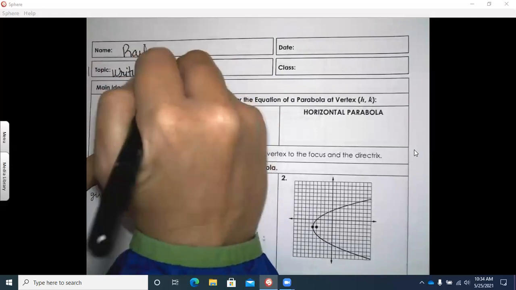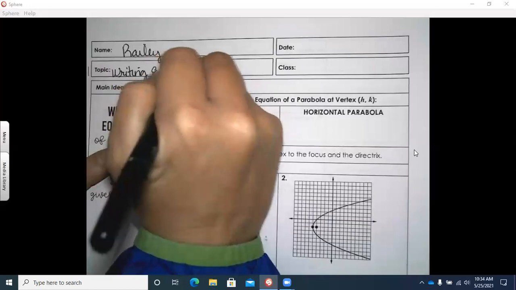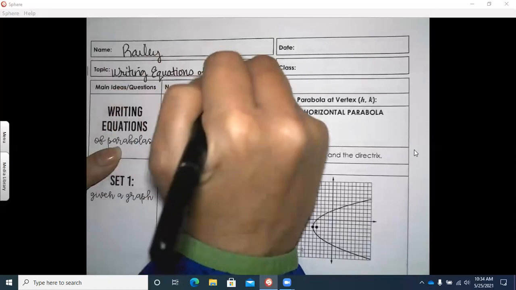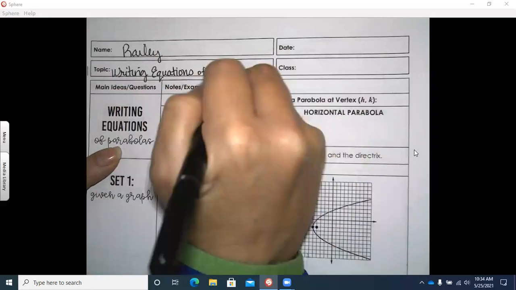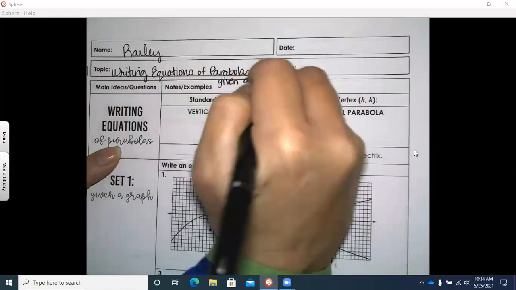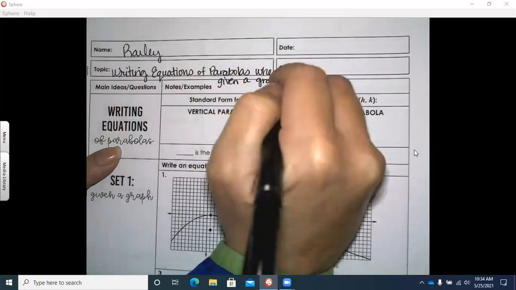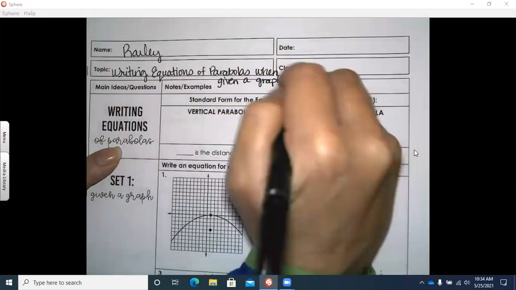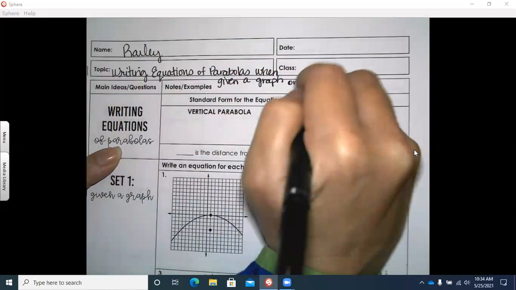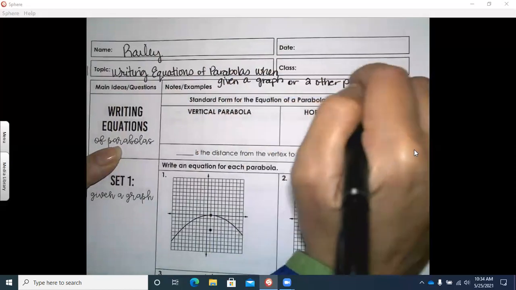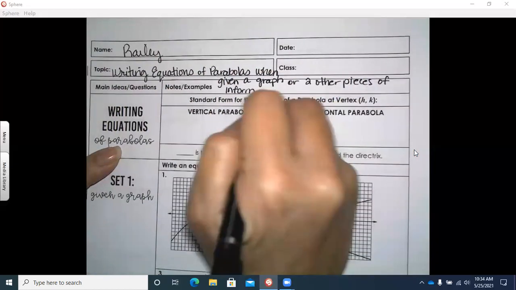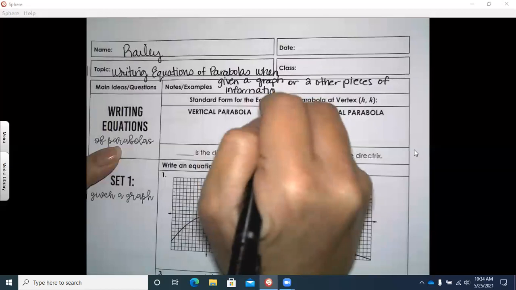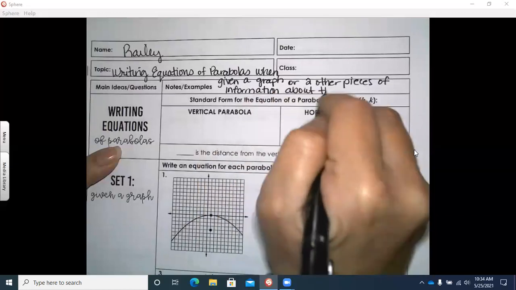So, writing equations of parabolas when given a graph or two other pieces of information about the graph. I guess that I could have said two characteristics or what ifs.